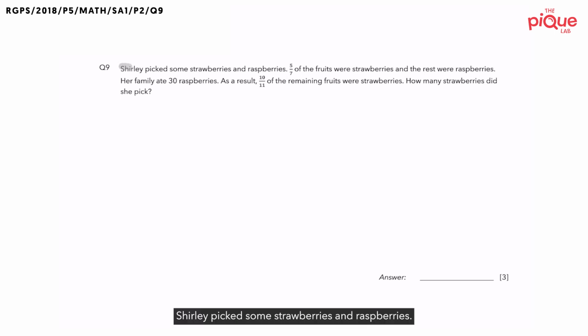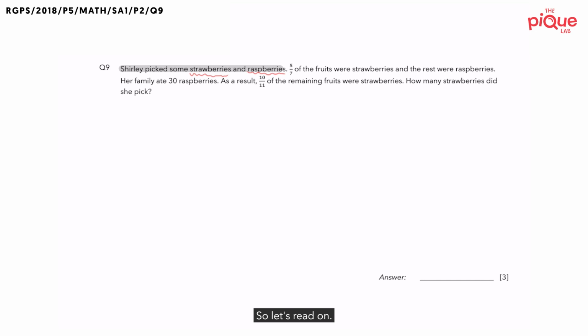Question 9. Shirley picked some strawberries and raspberries. Let's look at this sentence. What are the two items that we are focusing on? We have strawberries and raspberries. But what about them? We do not know yet, so let's read on.